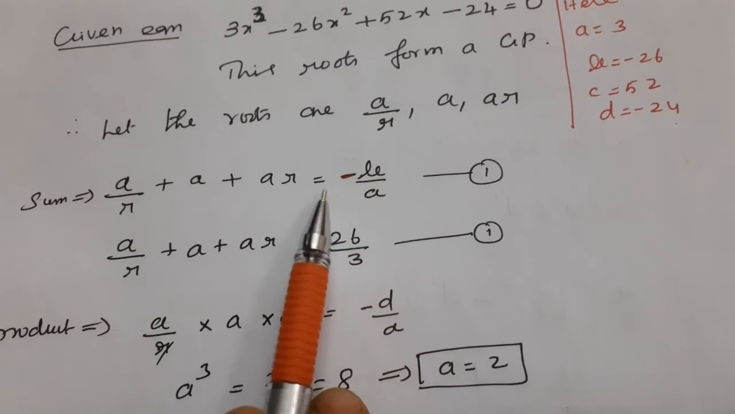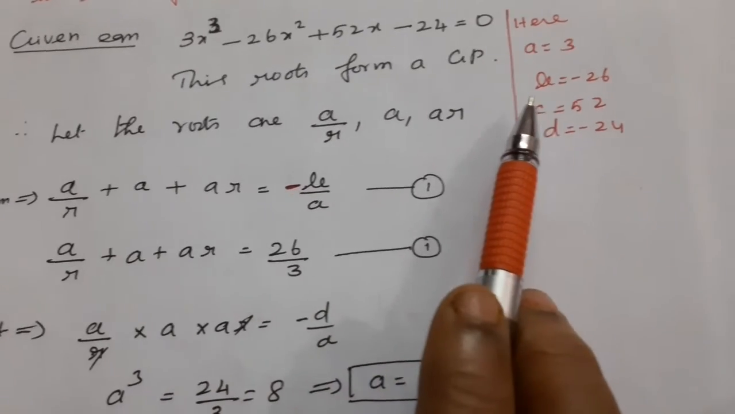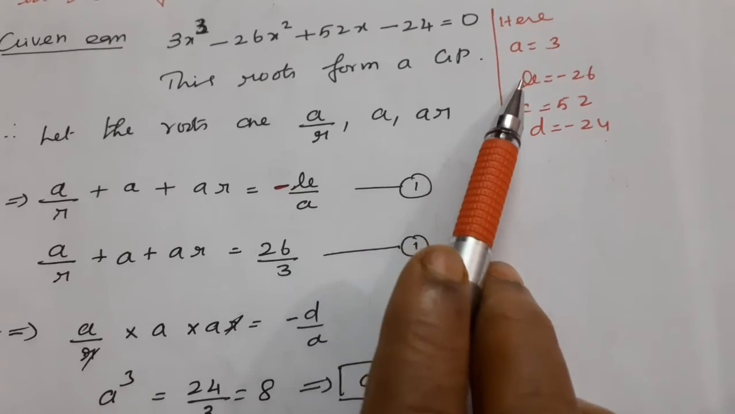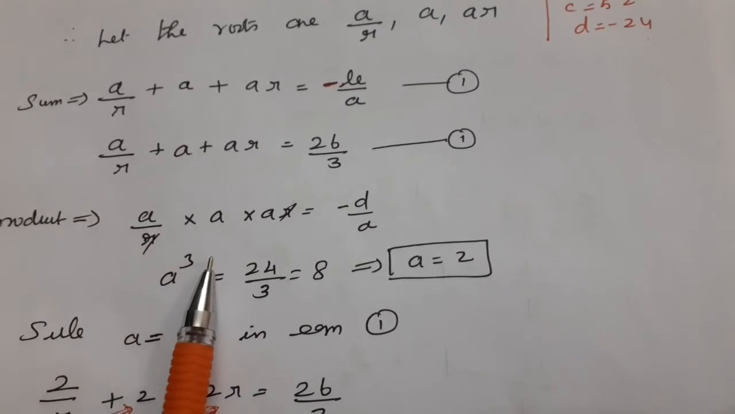Usual method. Sum of the roots is what? Minus b by a. You substitute the values of a and b. From the given cubic, we rewrite it as the a, b, c, d values. Afterwards, sum of the roots is what? Minus b by a. Similarly, find the product of the roots.